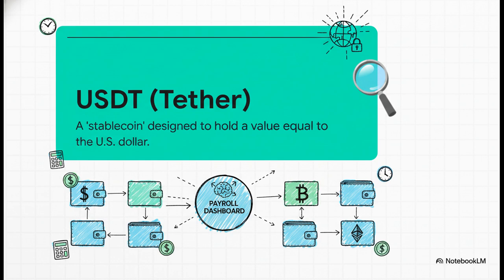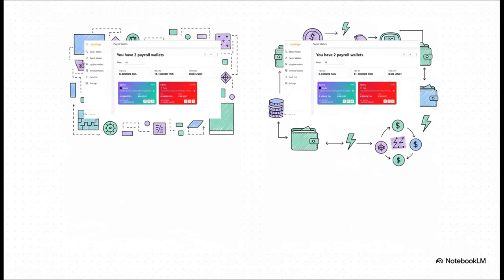Super important. And check this out. This is actually a really smart design choice. See how the Tron wallet and the Solana wallet look pretty much identical? The layout is exactly the same. Even though they're on totally different blockchains with different currencies, TRX for Tron, SOL for Solana, the interface doesn't change. And that's huge, because it means you don't have to relearn the whole system every time you want to add a new crypto for your team.